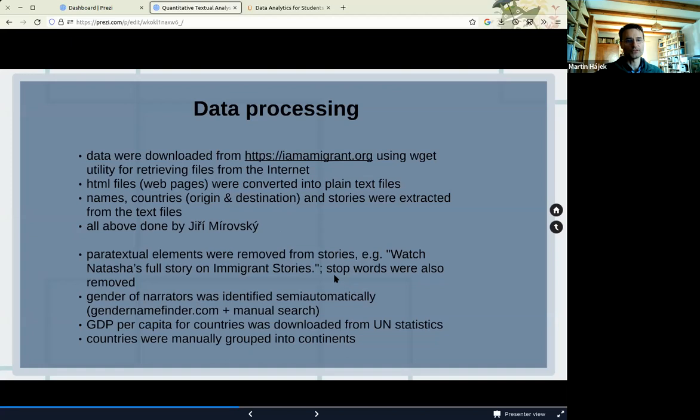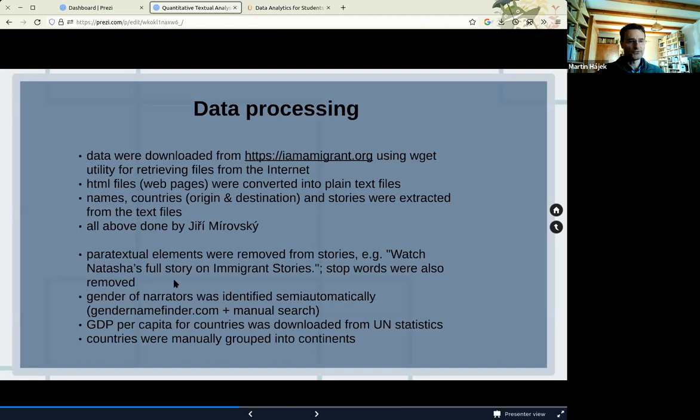Also, I removed stop words from the analysis, not at this stage, but later on. Stop words are words that have no semantic meaning and are the most frequent words, for example, "and" or "the". If I count them, I don't learn anything about migrants' experience from the presupposition, etc.